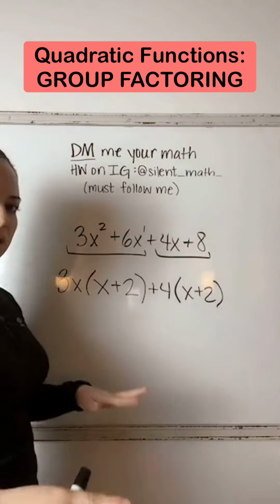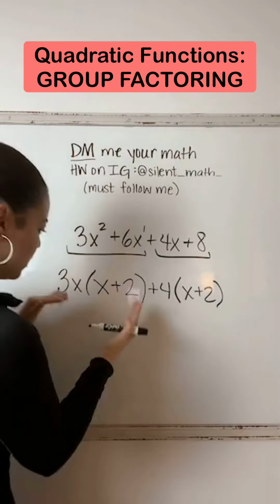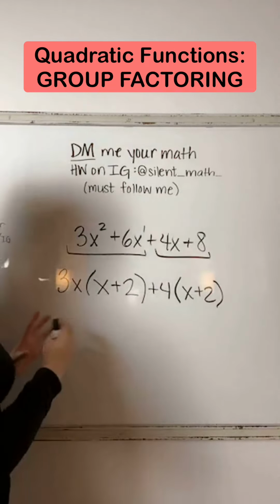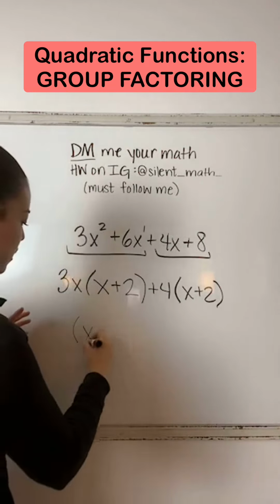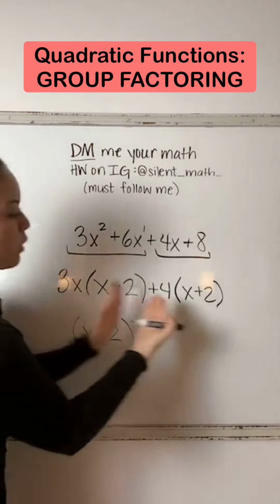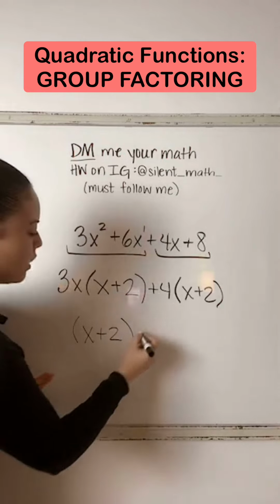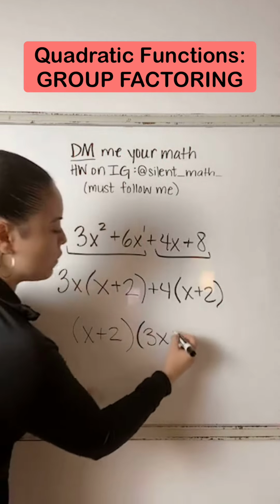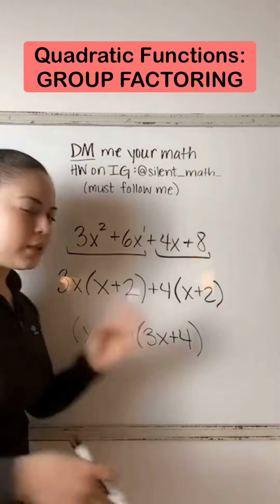So now all you have to do is, again, since these two share an x plus 2, I'm going to take that out because they share that in common. Now what's left over? It's going to be the terms that were in front of your parentheses. So the other parentheses is going to be 3x plus 4. And that is generally how you group factor.